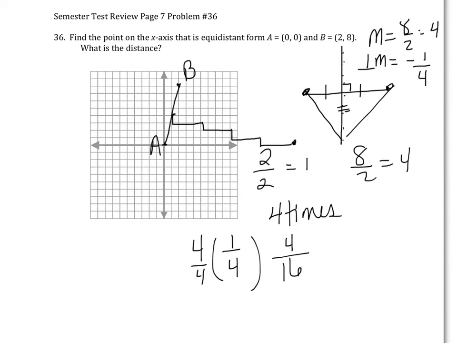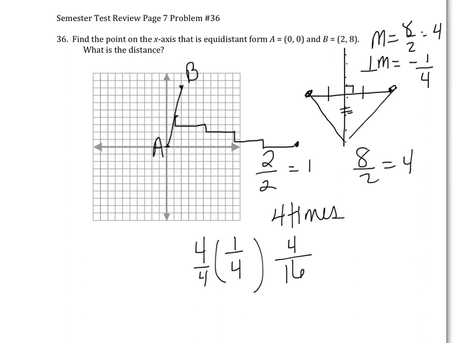Then I know that this point right here that gets me back to the x-axis has to be the point over 16, up 0. So the point on the x-axis that I know is equidistant from A and B is the point (16, 0). And I would have that line there. That would be my perpendicular bisector.